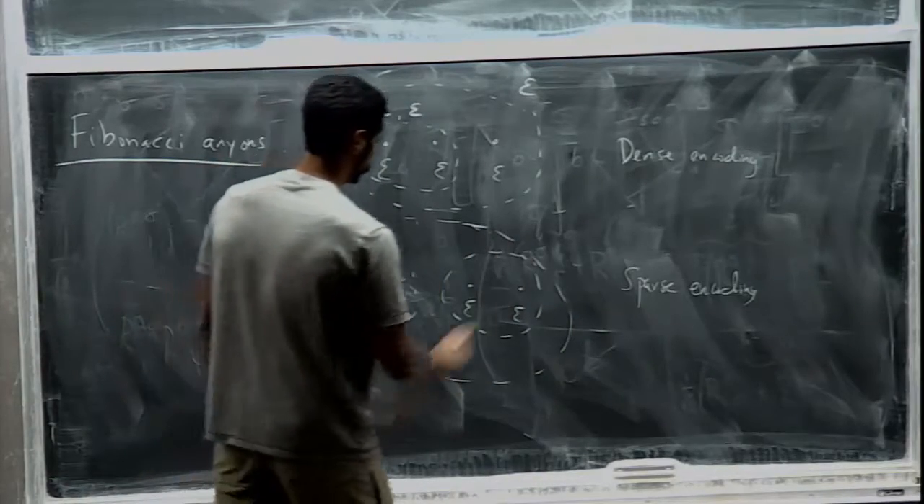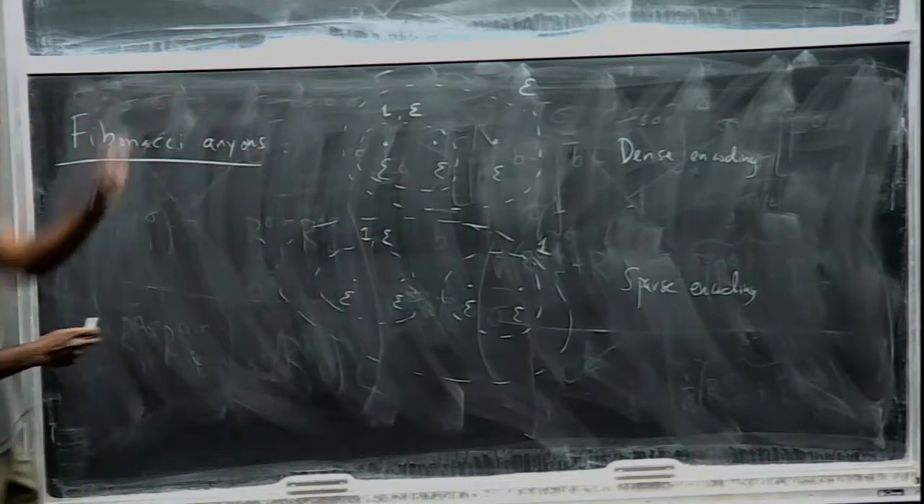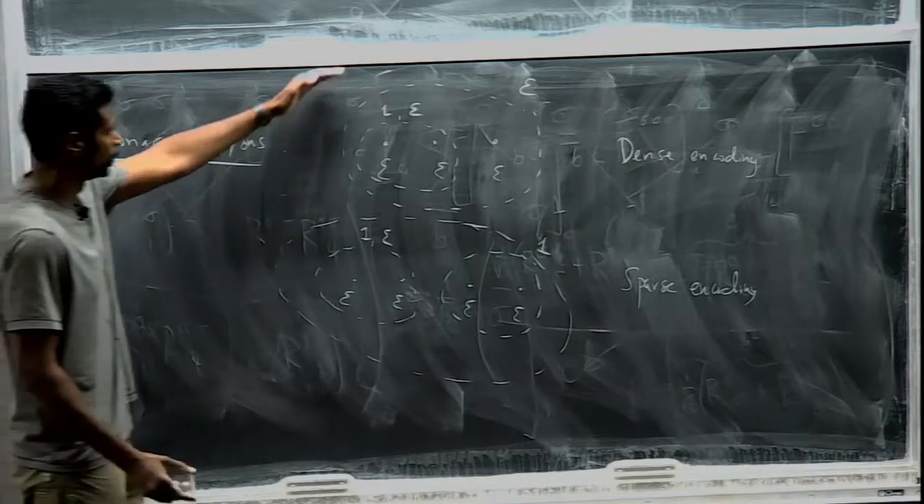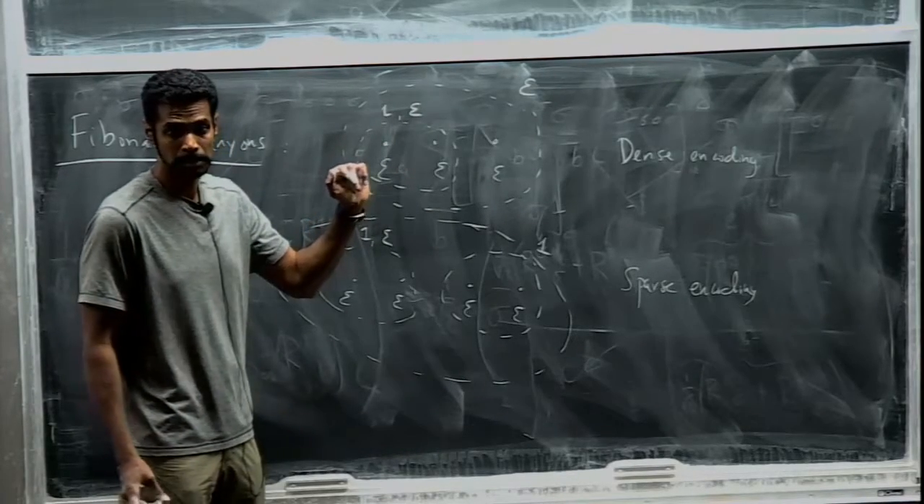Okay, which is 1 here and 1 or epsilon here. So this more mirrors what we do in the sparse encoding for Ising anyons. Yes? Well, you can measure to check that the external one is epsilon, and then try to correct if it's not. Yeah.